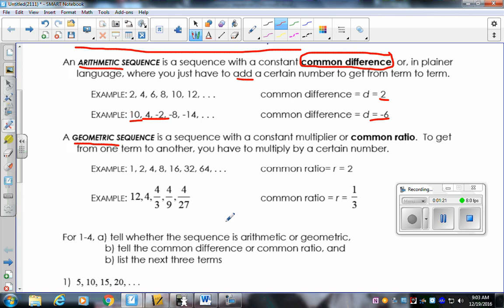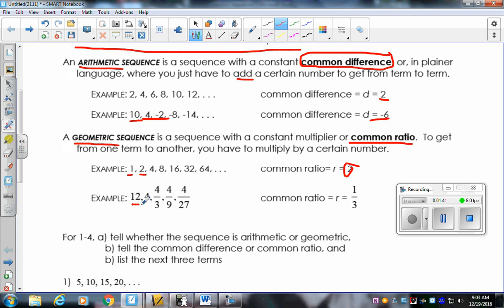A geometric sequence has what's called a common ratio, meaning you're multiplying the same number each time. It's important to always think in terms of multiplication, not division. We'll look at that in one second. In our first example, my pattern goes 1, 2, 4, 8, and so on. So my common ratio is 2 because to get from one number to the next, I'm multiplying by 2.